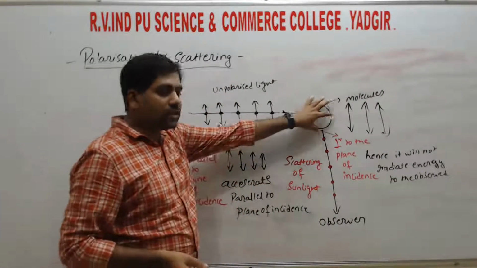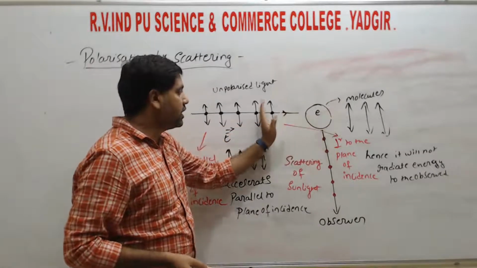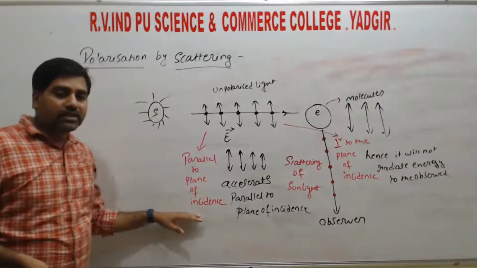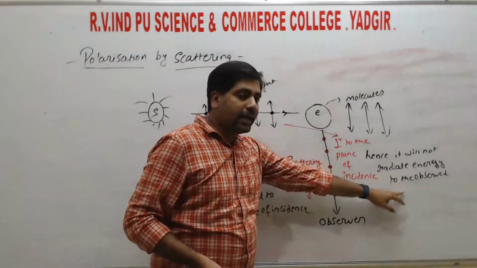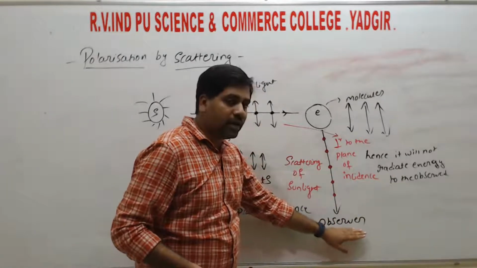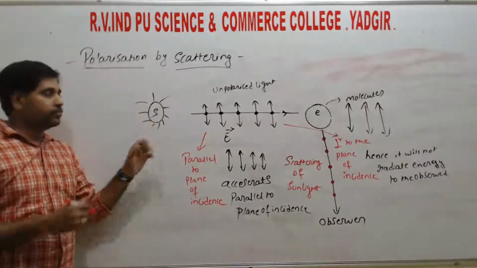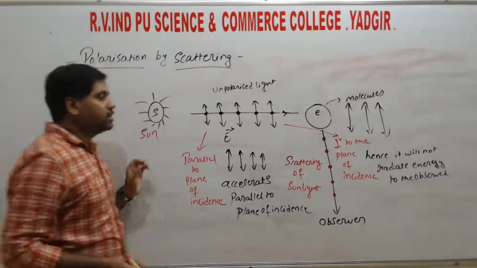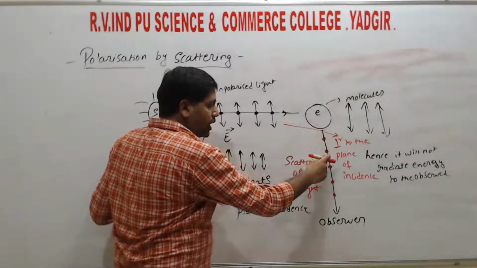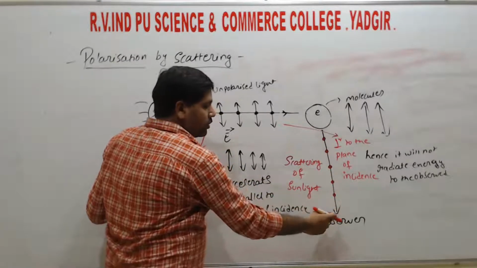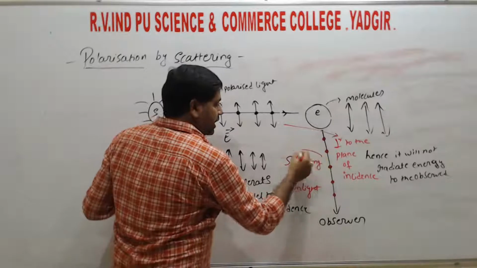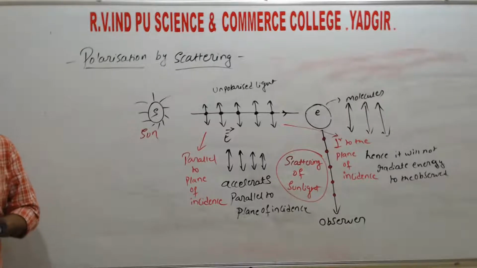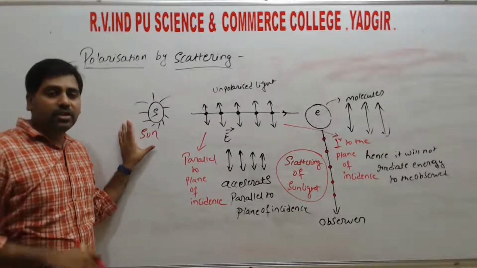The electrons or charges which are present in these molecules acquire the electric vector and get accelerated parallel to the plane of incidence. Hence, they will not radiate energy to the observer, considering the observer is perpendicular to that of the sun. Right? So this one is the sun. Hence, we get the vibrations which are perpendicular to the plane of incidence to the observer. So this shows that scattering of the light takes place when it strikes the molecules which are present in Earth's atmosphere. Right? So this is about the polarization by scattering.